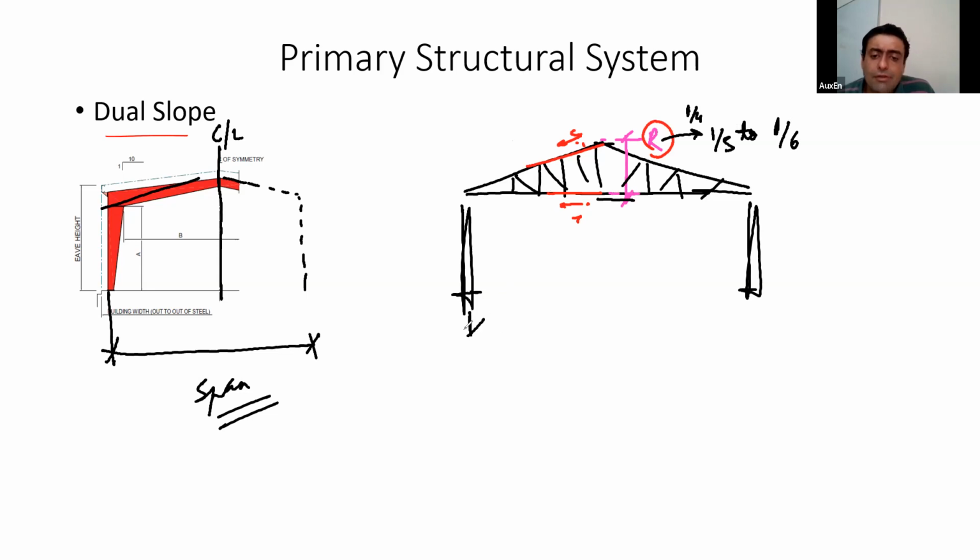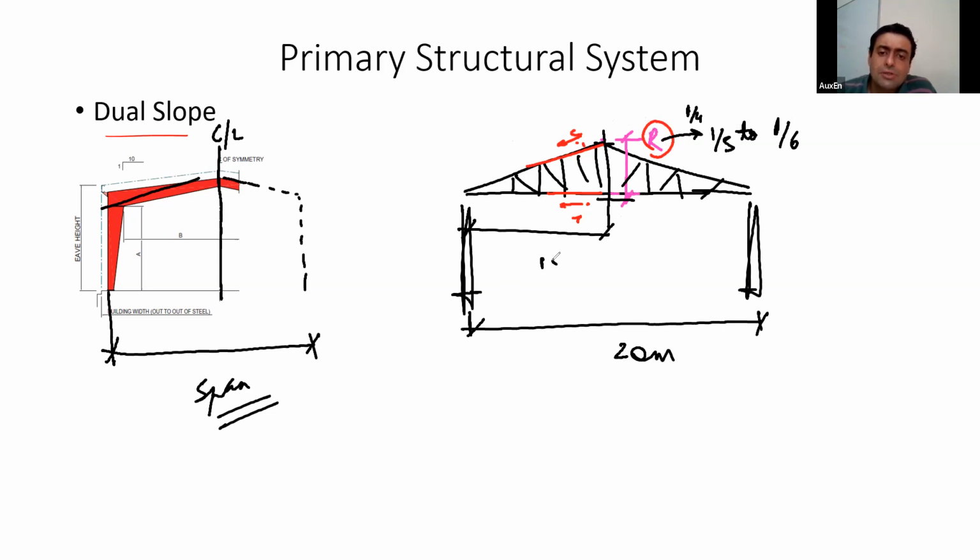What it means is that if this is 20 meters, then this half will be how much? 10 meters. So your code asks you to provide a riser of 1/4, which is too much; no one will provide 1/4. So your code will ask you to provide a riser of 1/5 to 1/6. That means your riser will be 10/5 to 10/6. How much will this be? Around 1.6 meters, isn't it? So the riser is around 1.6 to 2 meters. Are we getting this?